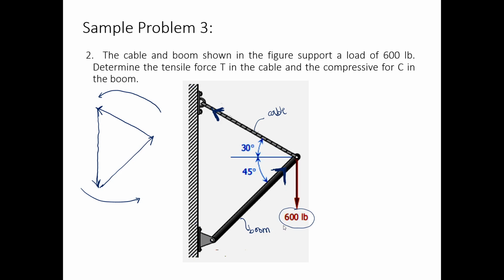Since if you want to use the force triangle, you will need to use an advanced technique here. So this one is 600 pounds. This one is tension T. Then this one is the compression C. So 30 plus 45 degrees, this will be 75 degrees.